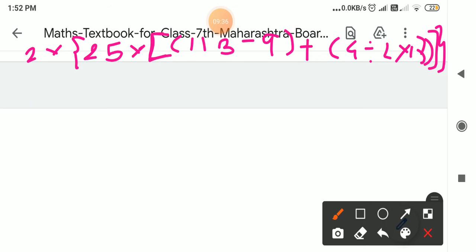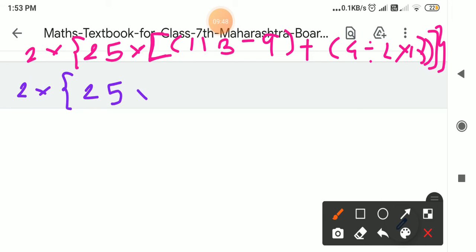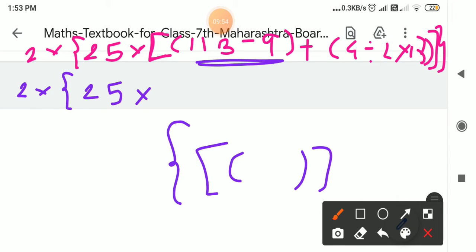According to the rule, first we have to solve the bracket. So 2 into this one right here as it is. Now if there are so many brackets, we have to solve the round bracket first. So where is the round bracket? 25 into square bracket, inside it the round bracket is there. First round bracket, then square bracket, and then curly bracket we have to solve. This rule you also have to keep in your mind.